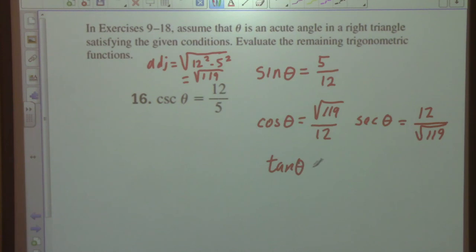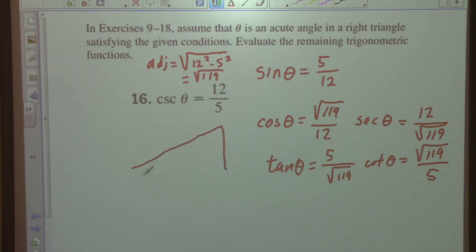Tangent is 5 over square root of 119, and cotangent equals square root of 119 over 5. Did you make a drawing of it too? Probably good one. Because what happens is you got your 12 here, you got your 5 here, right? So here's your 12, here's your 5, here's your theta, here's your square root of 119. Okay, so that's it, right? Thank you, Carmen.